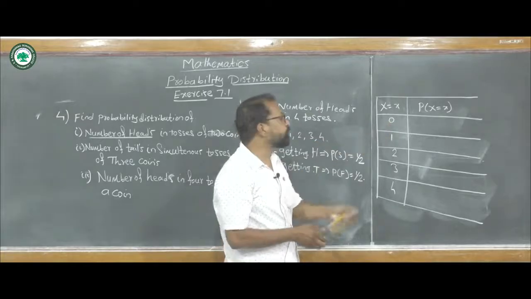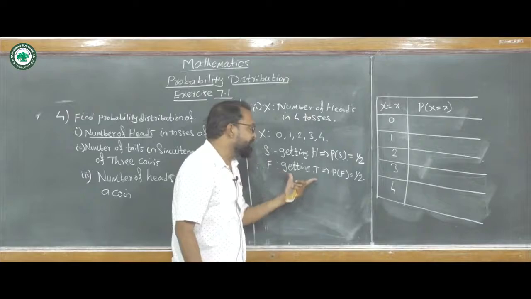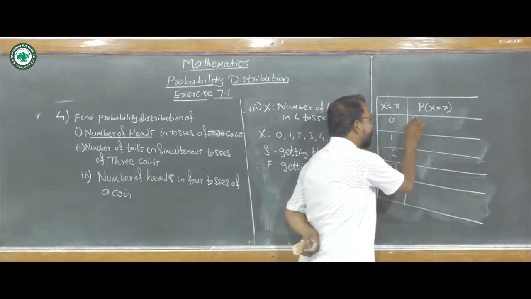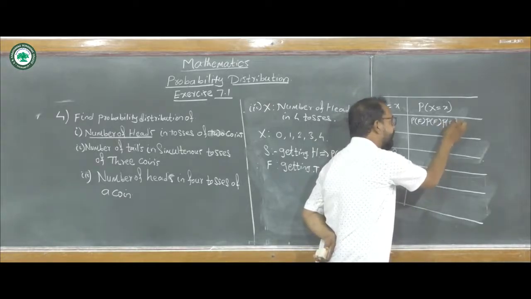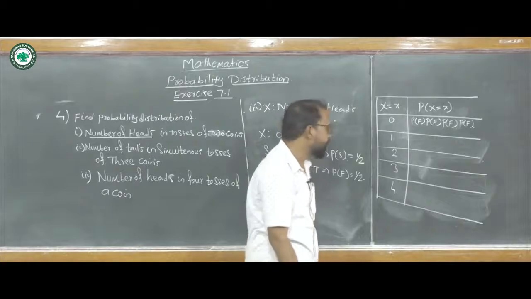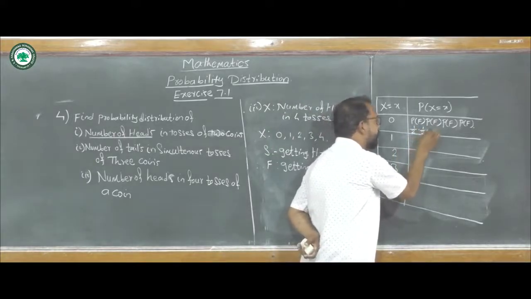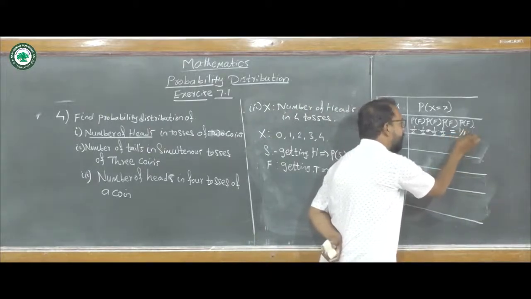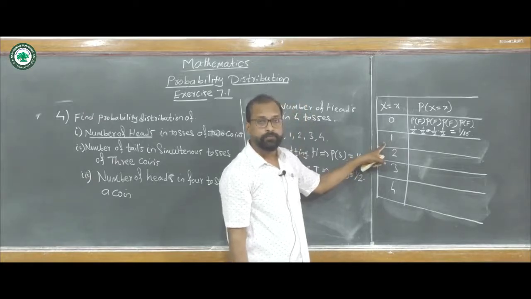Now the value of X is 0, that is we have to find the probability of not getting head, that is the probability of failure in each of the 4 trials. So its probability is the probability of failure in the first trial, then again in the second, third, and fourth trial. Substituting the probability of failure, 1/2, it equals half into half into half into half. Simplifying, it becomes 1/16.